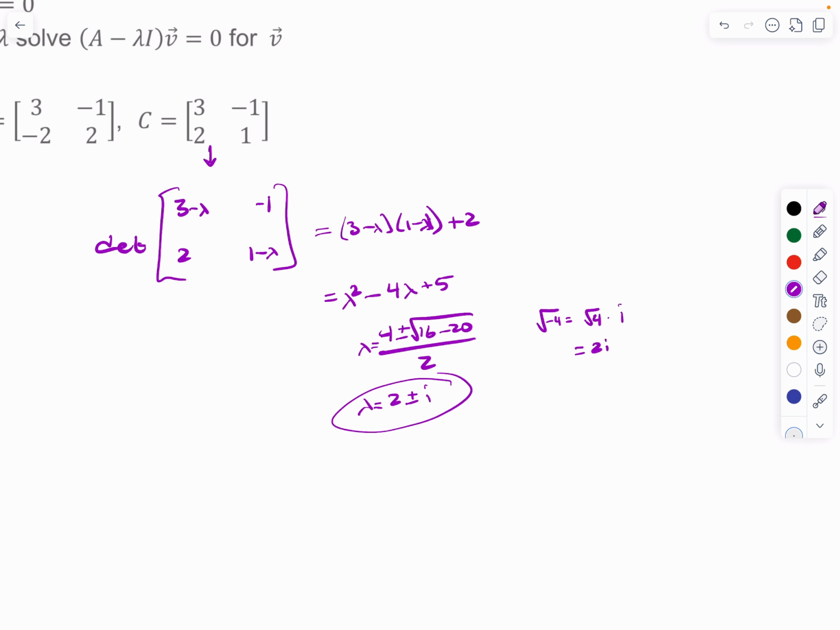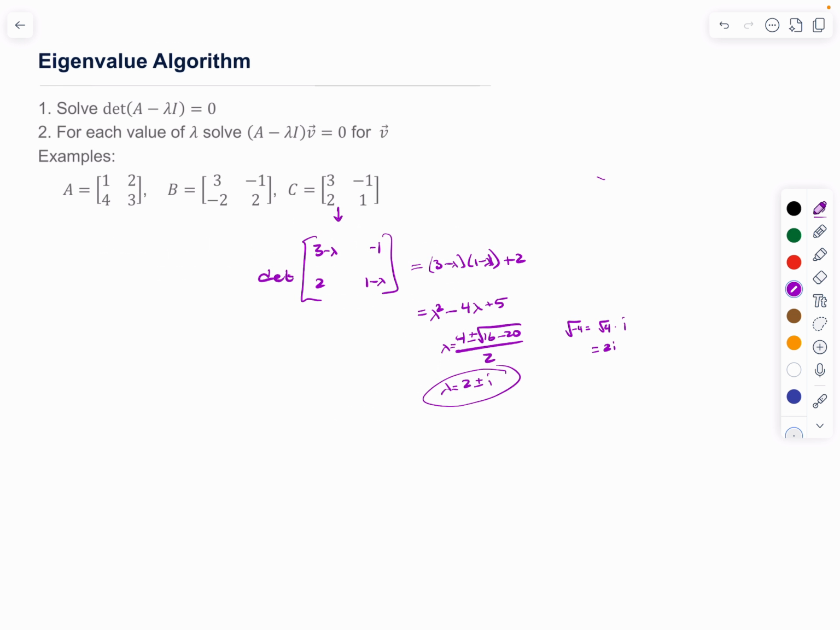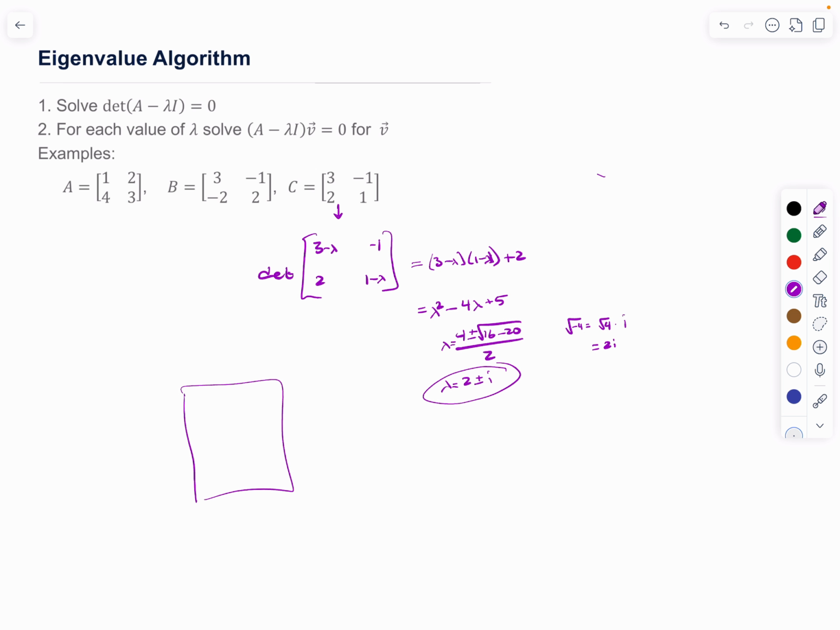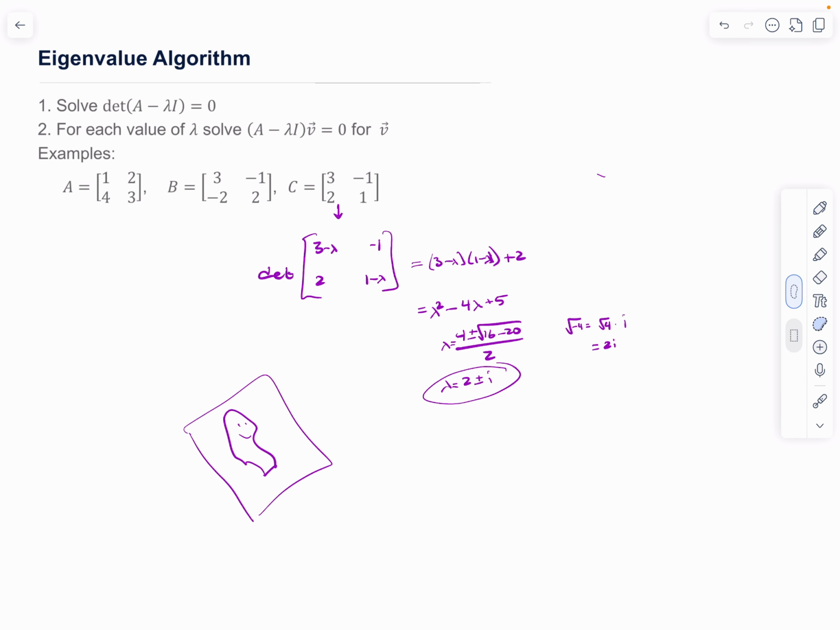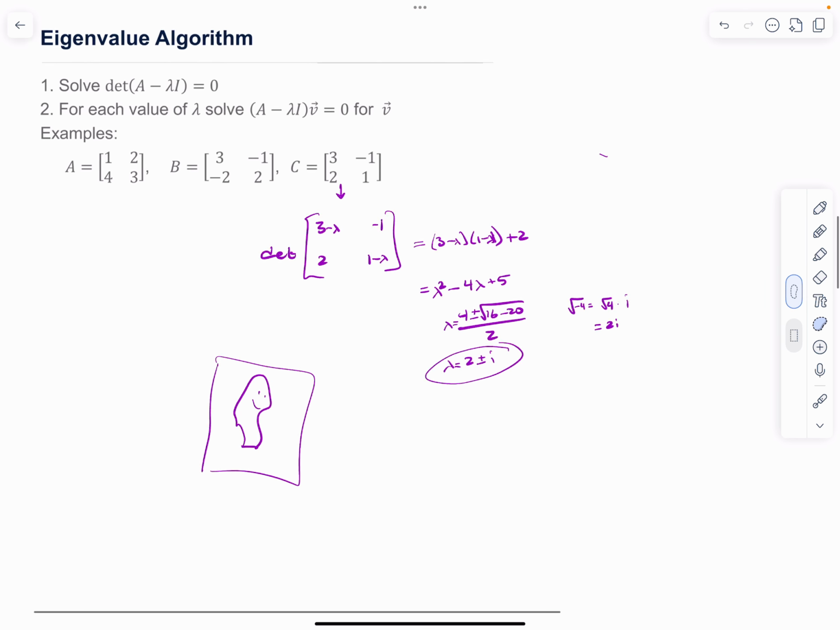What this indicates is that it's a rotation. This is a rotation in terms of what this does to a picture. So here, you've got to pretend that's a picture of someone. So that means this rotates and probably expands a little bit because of the 2. I think I'm just going to leave that one like that.